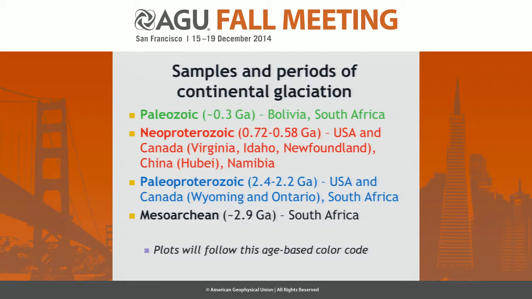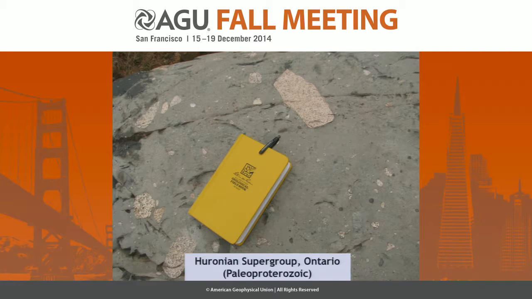And the plots that I'll be showing use this age-based color code, by the way. So this is just an example of tillites in their natural habitat. This is in Ontario, the Huronian supergroup. This is the Bruce Formation. And so just to clarify here, we're interested in the matrix material.